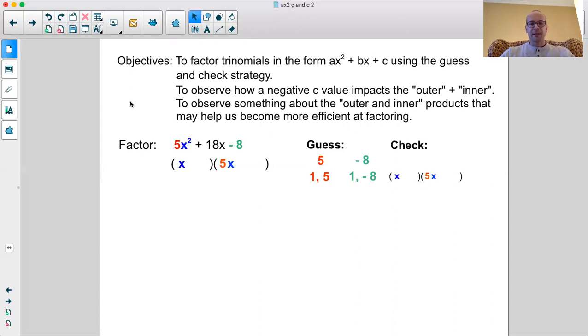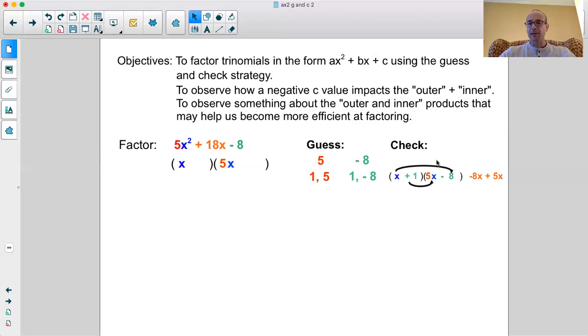And I'm going to guess then that the continuation of what I started on the left-hand side of your screen here is going to be this. That would account for the 5x squared. It's a good guess considering that. It would also be a good guess considering the negative 8. And if you remember from the last video, the check comes in when you check your outer product and your inner product and see what we've created.